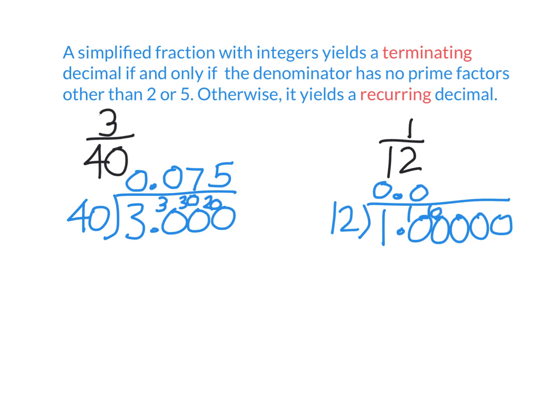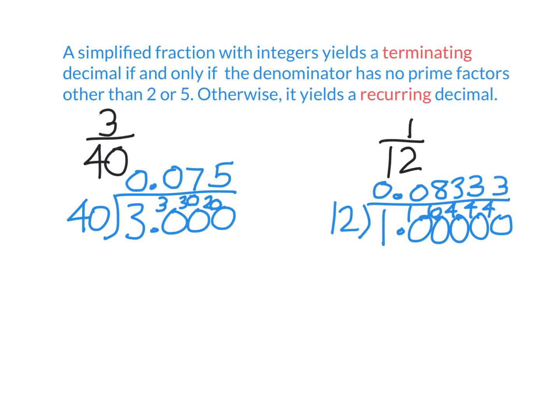Now 12 goes into 100 8 times, remainder 4. 12 goes into 40 3 times, remainder 4. And again, 12 goes into 40 3 times, remainder 4.